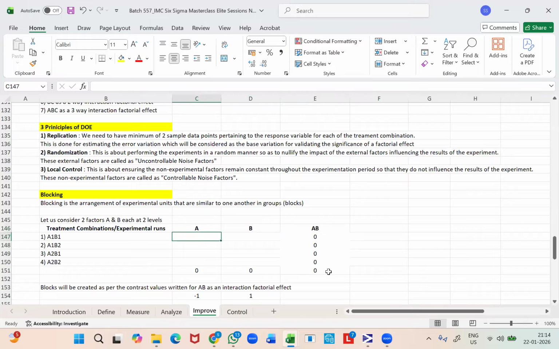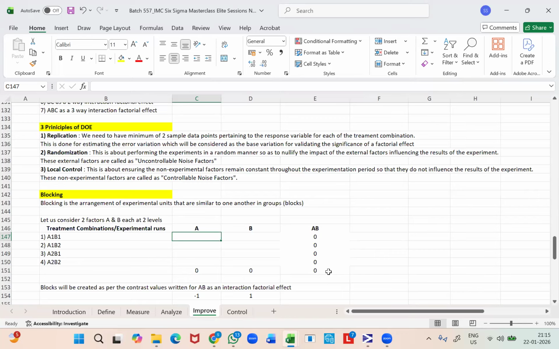Now, what I'm going to do is write contrast values for each of these factorial effects against each of these treatment combinations. If I'm writing the contrast values for the factorial effect A, I'll be looking at the level of A in a treatment combination. If the level of factor A is 1, then I will give the contrast value as minus 1.